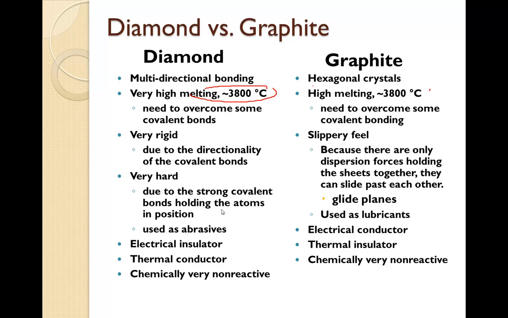Diamonds are electrical insulators, while graphites are considered conductors. And finally, they're both chemically non-reactive because they're very strong bonds.